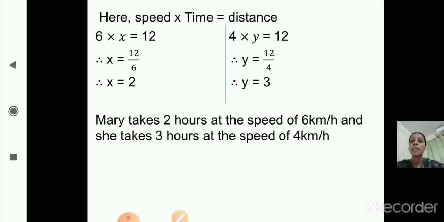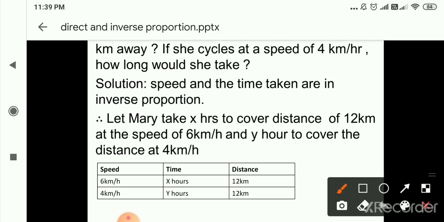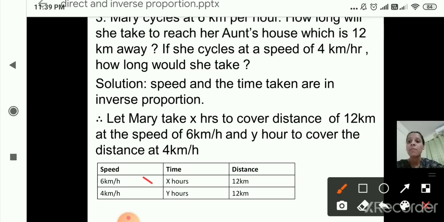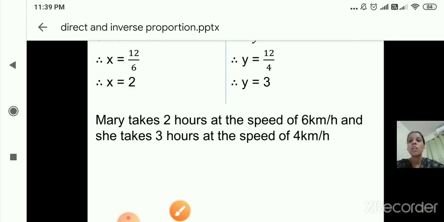Okay, here the speed multiplied by time is equal to distance. See this, speed multiplied by time is equal to distance. So speed is what? 6 km. The timing is X and the distance is 12 km. Now see the next one. The speed is 4 km multiplied by Y is equal to 12 km. Speed multiplied by time is equal to distance. So we will solve using this.